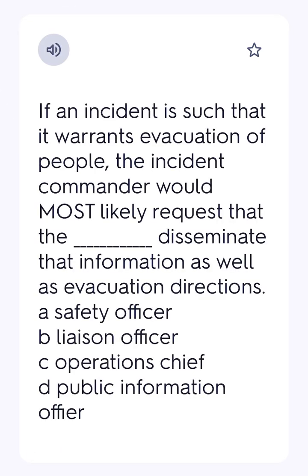If an incident is such that it warrants evacuation of people, the incident commander would most likely request that the blank disseminate that information as well as evacuation directions. A. Safety officer. B. Liaison officer. C. Operations chief. D. Public information officer.